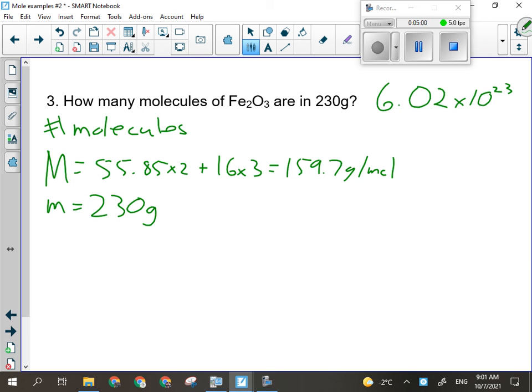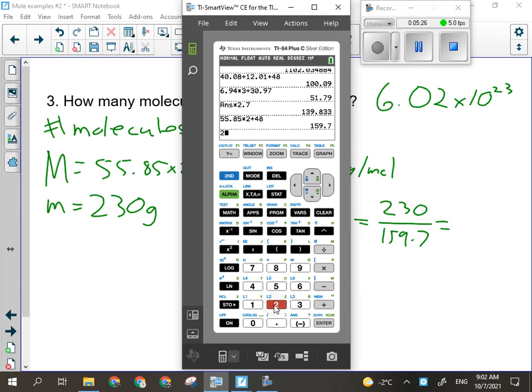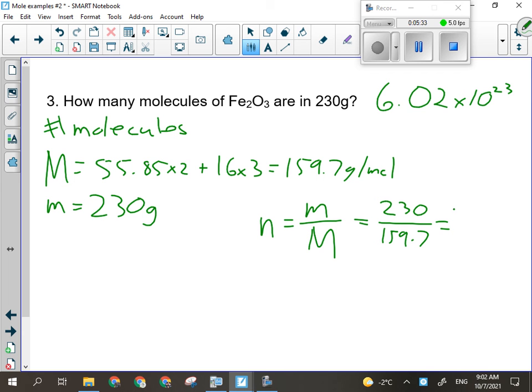Now, I know that's not you guys, because you all remember exactly what to do after. But sometimes getting at least that far helps trigger your memory and go, oh, right, now I do this. So next step is to calculate what I can. Little m over big M will get me number of moles. So we've got 230 grams divided by 159.7 grams per mole. So we're looking at 1.44 moles.